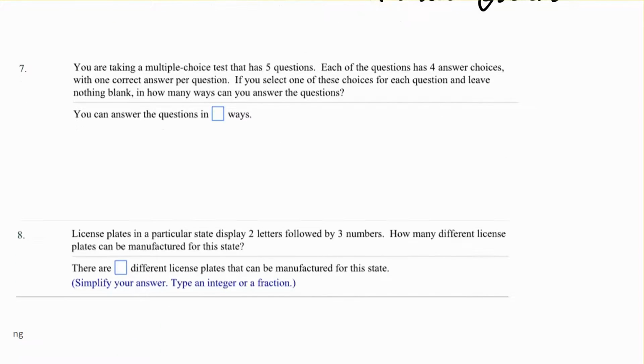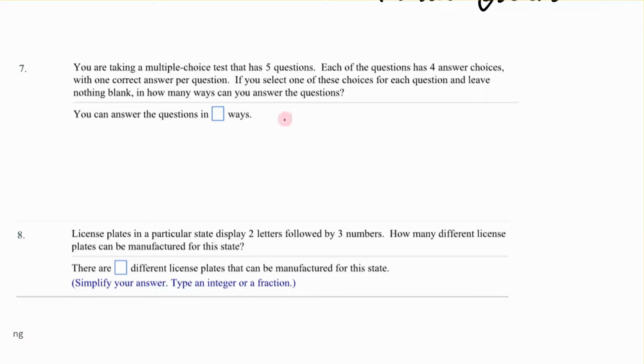Number 7. You are taking a multiple choice test that has 5 questions. Each question has 4 answers, with 1 correct per question. If you select one of these choices for each question and leave nothing blank, in how many ways could you answer the questions? All right, question number 1.